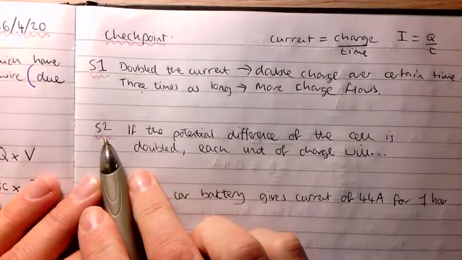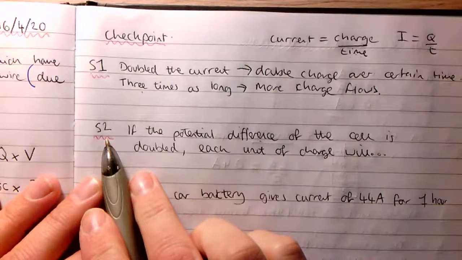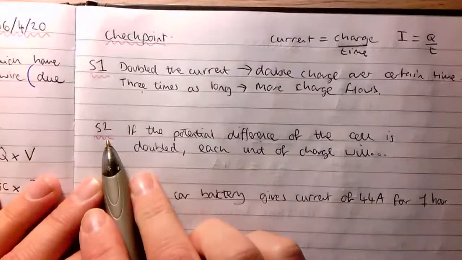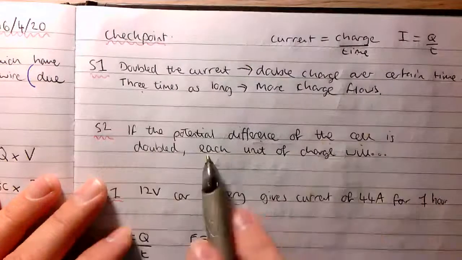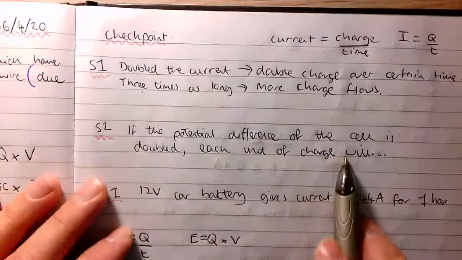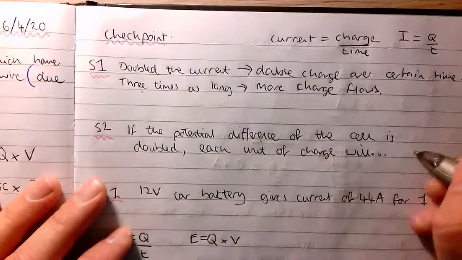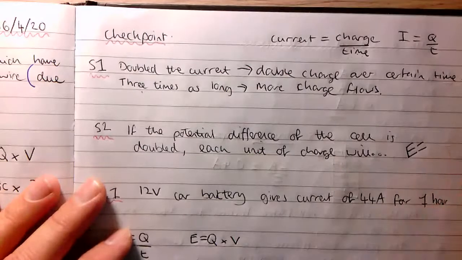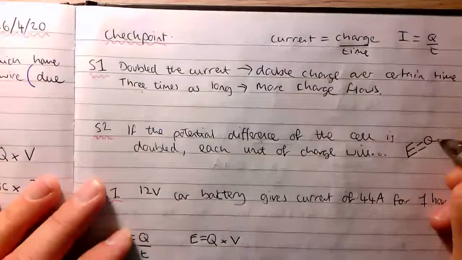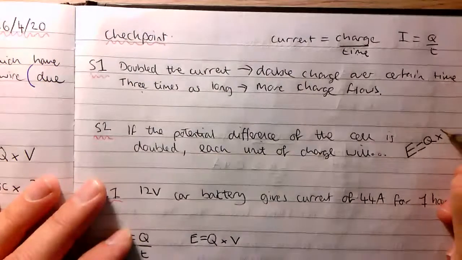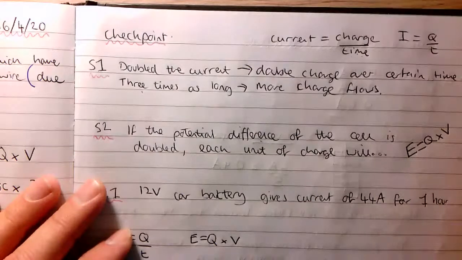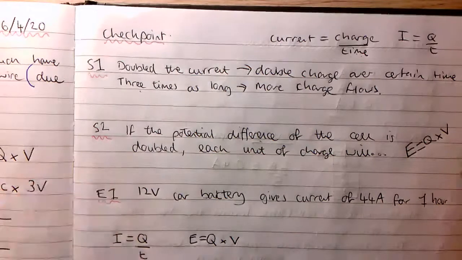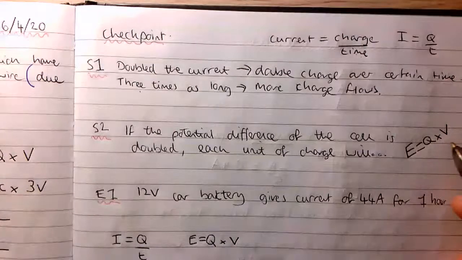Checkpoint question number 2 here says, explain what happens to the charge flowing in a circuit when the cell is replaced by a cell with double the potential difference. So here we're using the other equation. Let's remember this one, look. E equals Q times V. Okay, so if I double the potential difference, what is happening?